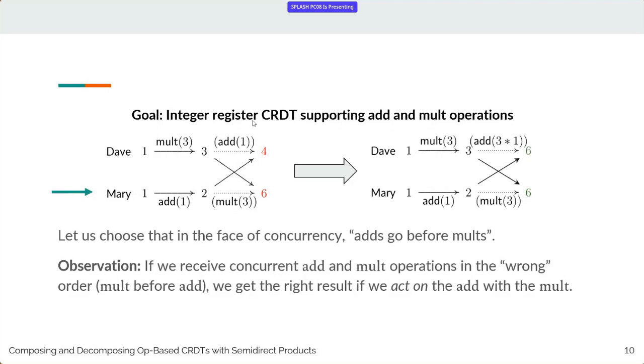So that looks like this. You can check that we get a result of 6 in either case, even though it's a different trace. And the rule for this is basically just a distributive law. Mary has performed 3 times 1 plus 1. Dave has performed 3 times 1 plus 3 times 1 again. And these are identical just by arithmetic.